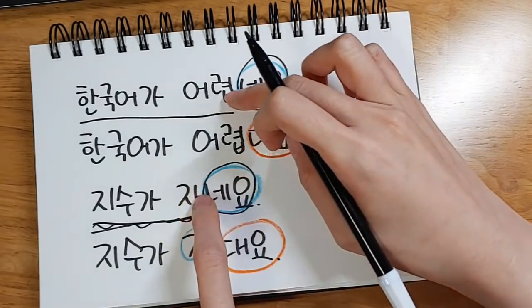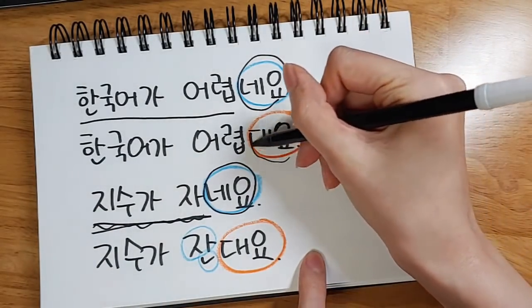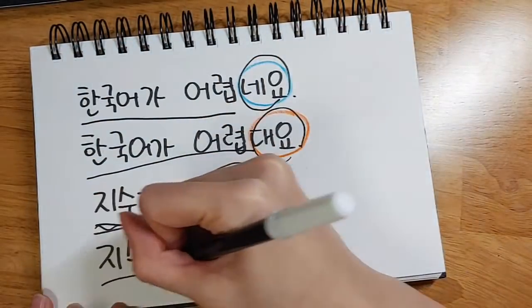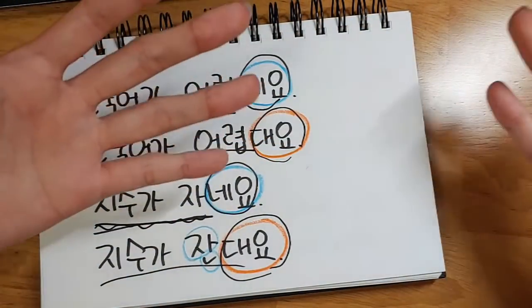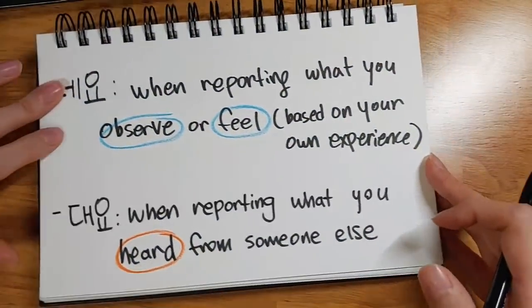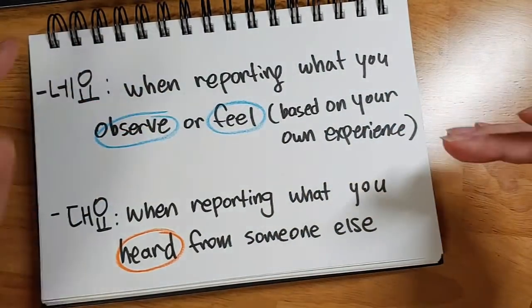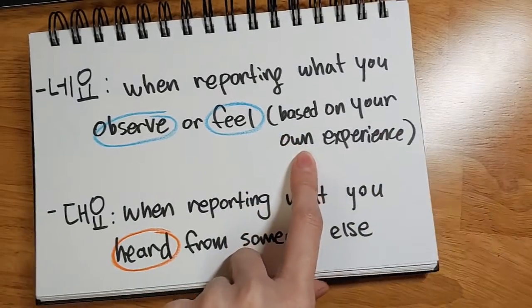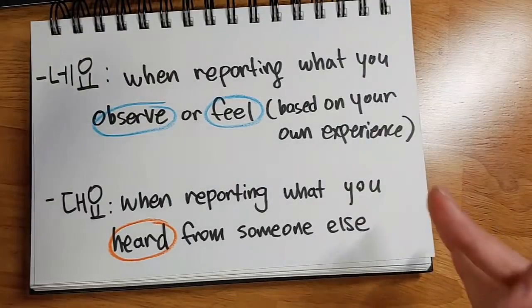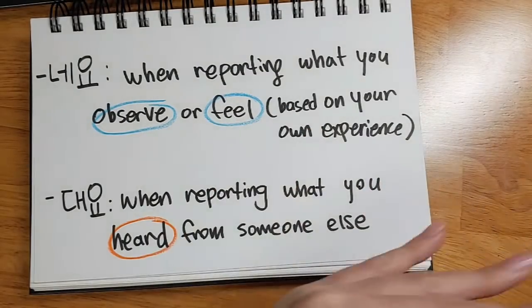So it's stating what you feel or observe based on your own experience, whereas 태요 is used when you're reporting what you heard from someone else, from the third person. So that is the gist of these two endings. 네요 is used when reporting what you observe or feel, when the statement that you're reporting is what you observe and feel based on your own experience. And 태요 is when reporting what you heard from someone else. So this is not what you feel, this is what you heard from the third source, right?